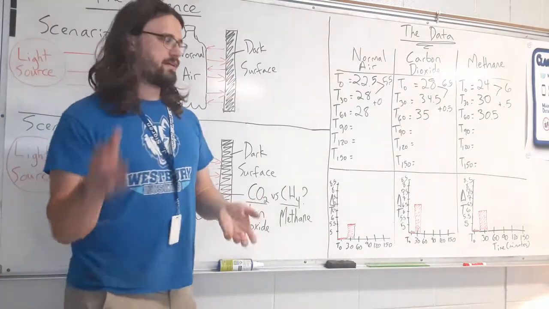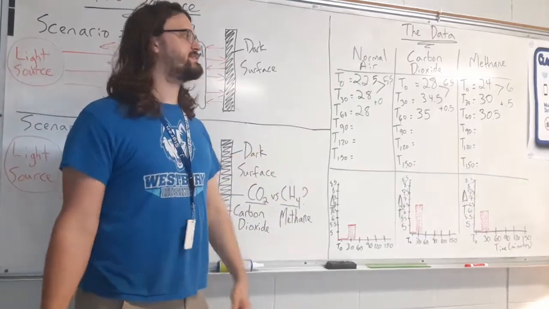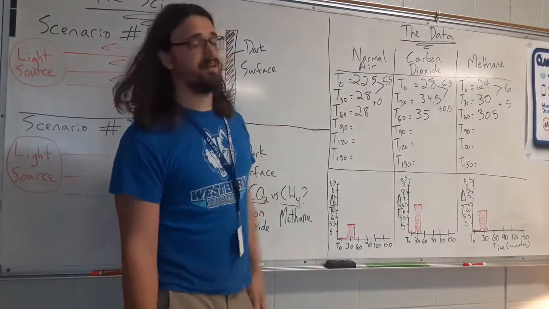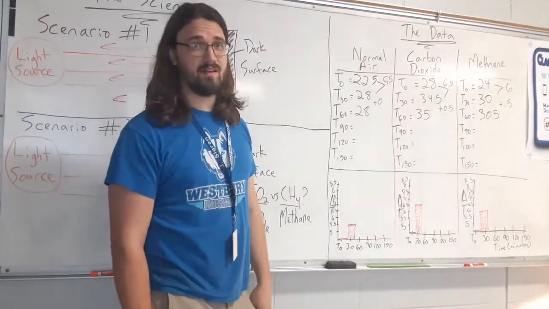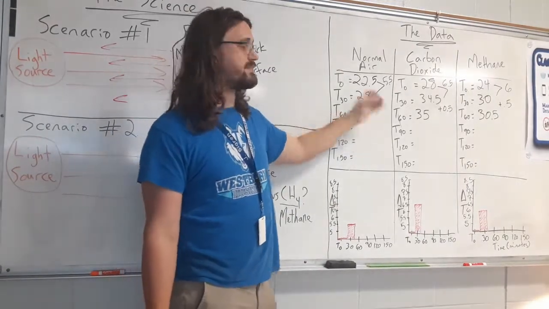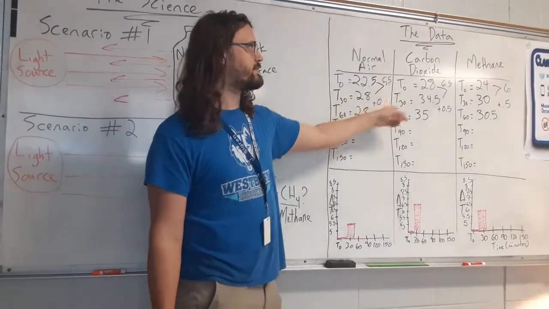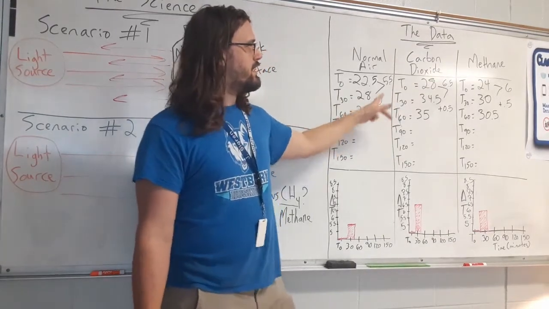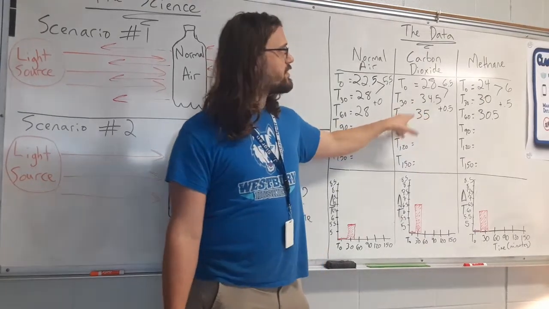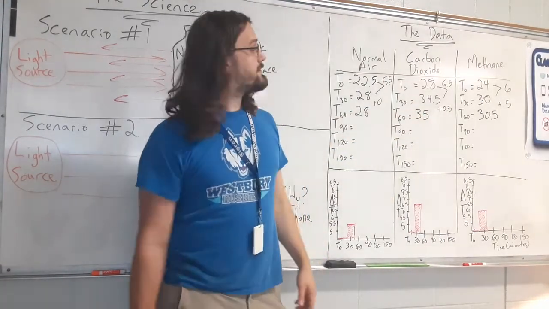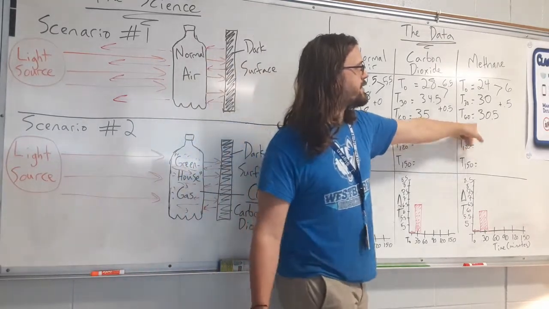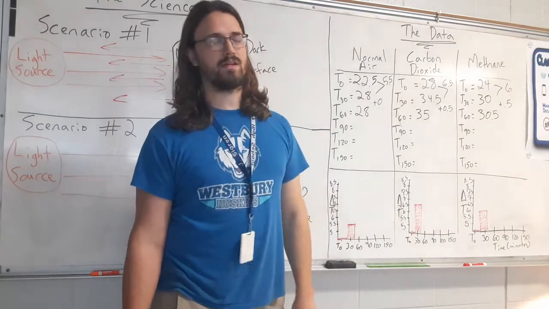All right, another update. It's been an hour. T60. What we've seen in the normal air, I'm eyeballing it, I don't see it moving at all. It looks like it's still at 28 to me, so it's gained 0 degrees, and it's still only changed 5.5 degrees. The carbon dioxide bottle has moved slightly. It has gone up by about 0.5 degree, and the methane bottle has also moved up by about 0.5 degree.